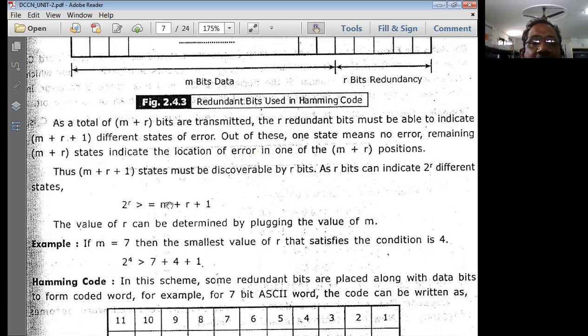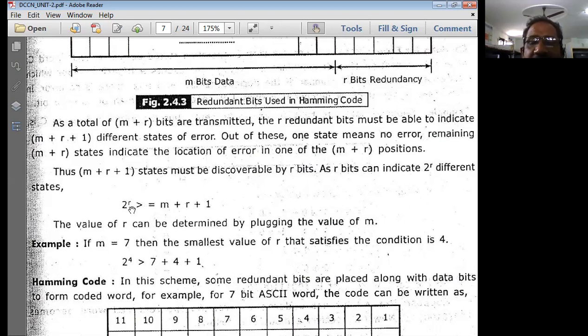But we have here more than 8. That means 7 plus 3 plus 1, that is going to be 11 bits. So this side is 11, and this side, if you take r as 3, 2 power 3 is 8. Is 8 greater than or equal to 11? The condition is false, so it is not satisfying this condition. Therefore the r value has to be increased.